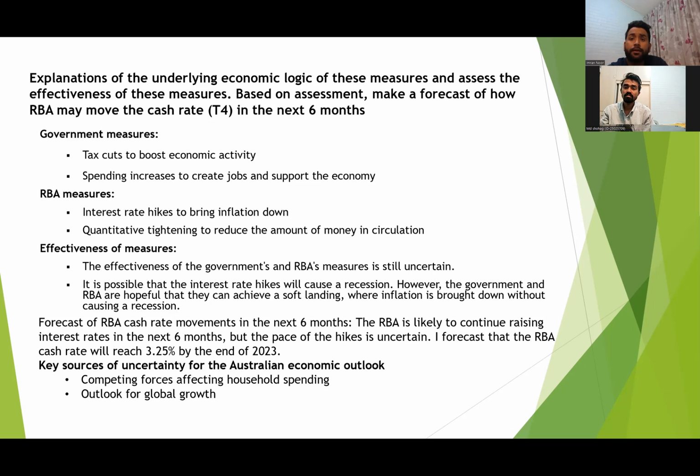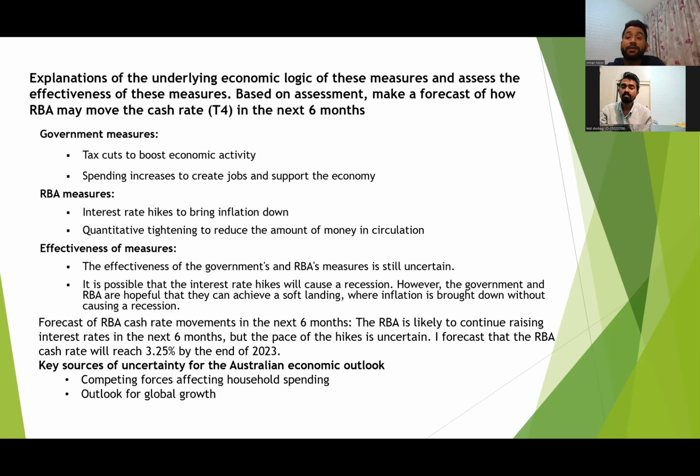and support the economy and to improve the quality of life, and to boost growth by giving individuals more money to spend. The spending increase is designed to create jobs and support the economy and to improve the quality of life for Australians. The grants and subsidies are designed to help businesses invest and grow and to help individuals afford essential goods and services. The RBA's measures are designed to bring inflation down and protect the financial system.